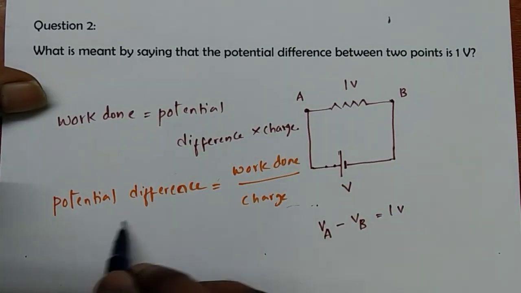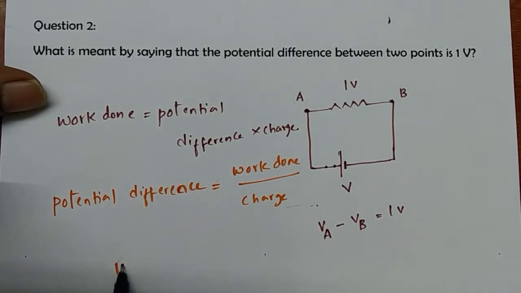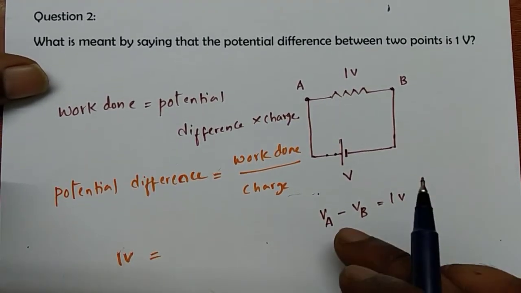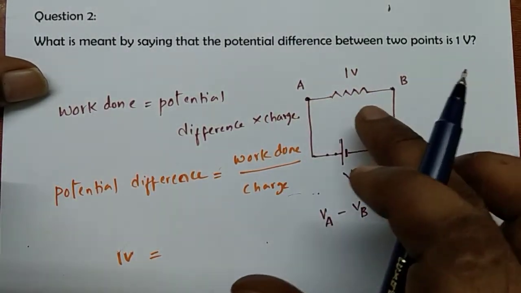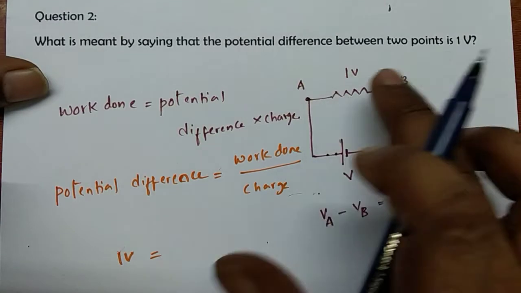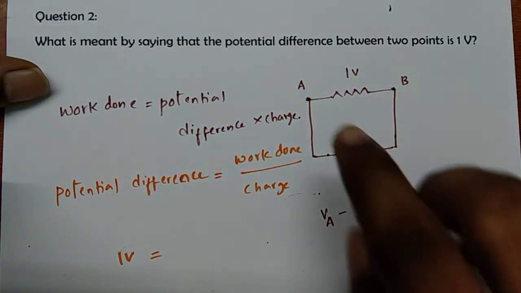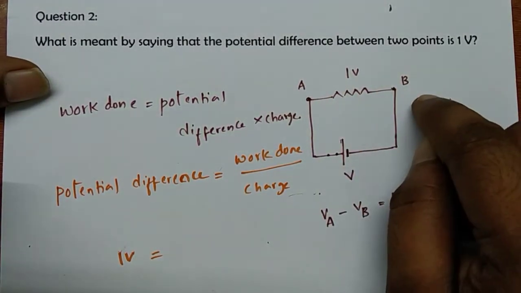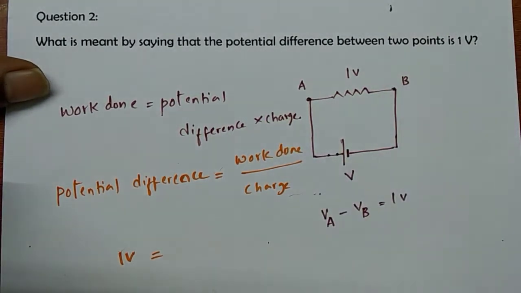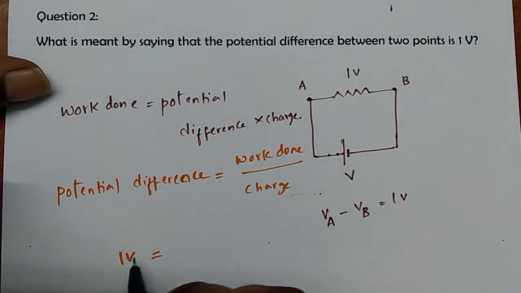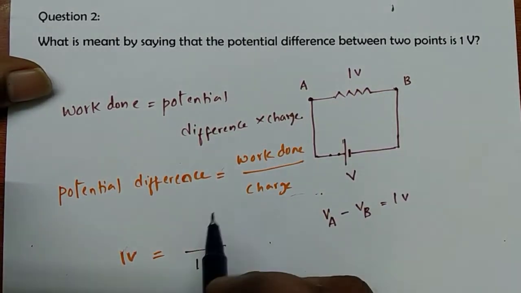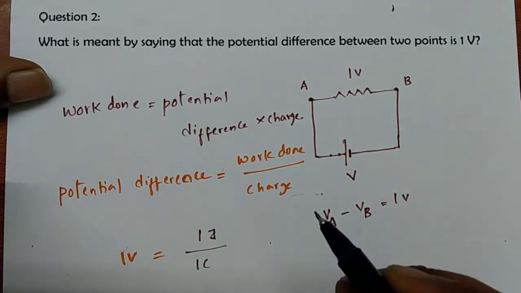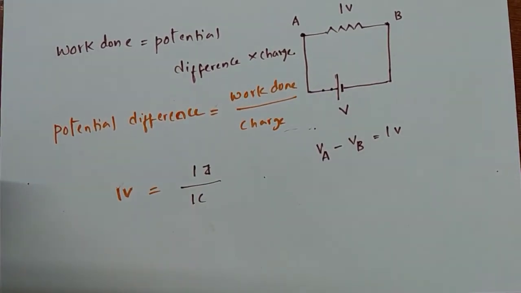So if the potential difference is given as 1 volt, it indicates how much work it has to do for pushing charges from here to here. How much charge also matters: for pushing 1 coulomb of charge from here to here, how much work it has to do, that is the theme here. So for pushing 1 coulomb of charge from this point to this point, it has to do 1 joule of work. That is what it means.